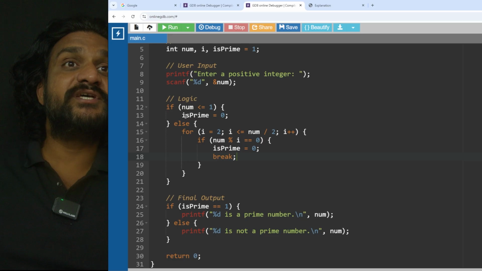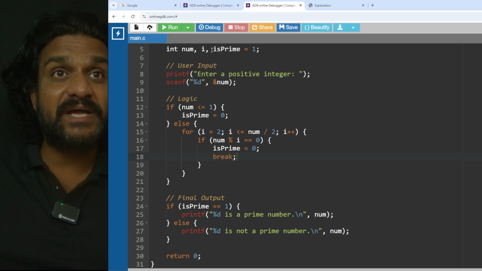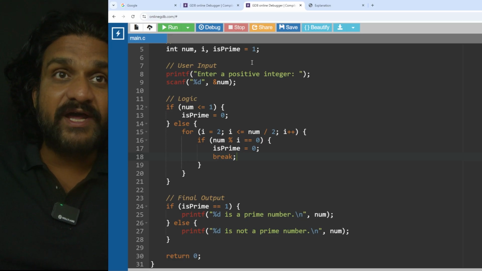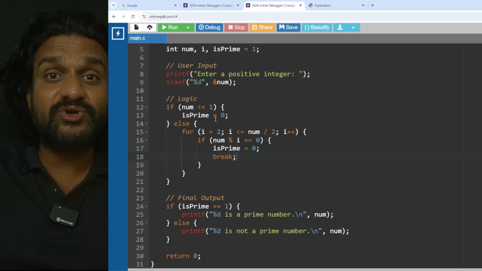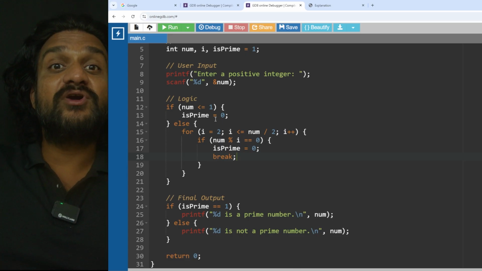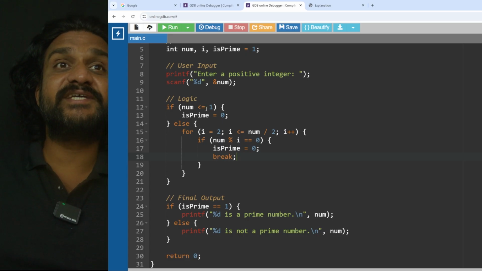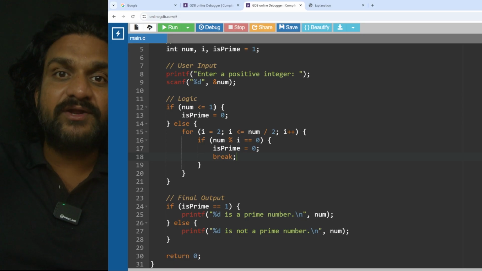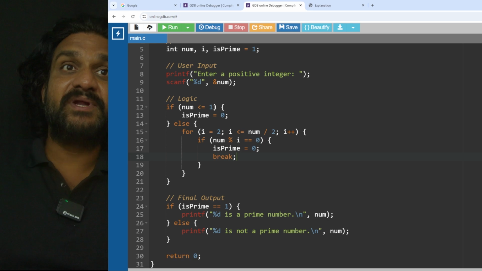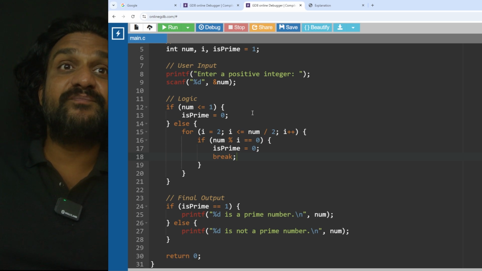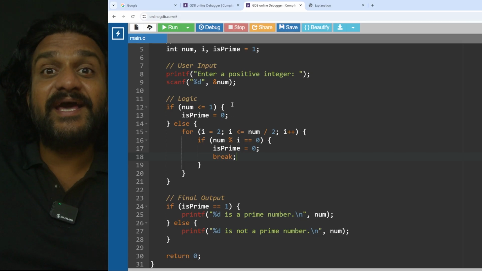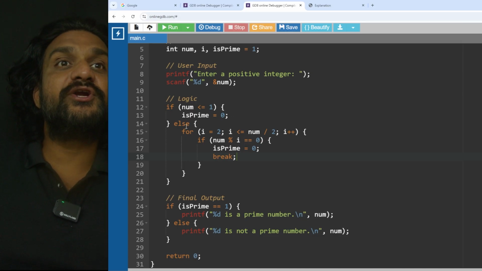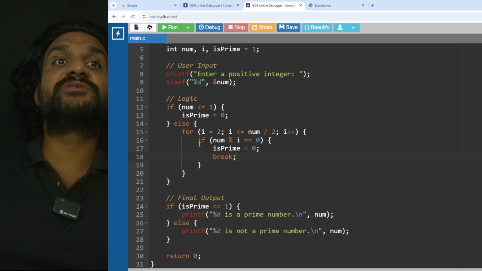So what we are going to do is isPrime, the flag which was initially assigned a value of 1, we are now going to make 0. If isPrime is 0, it means false: the given number is not a prime number. If the number is less than or equal to 1, it itself states that the number is not a prime number, so I have made this flag 0. In the next case, if the number is greater than 1, we go into the else part, and now the for loop is going to work.